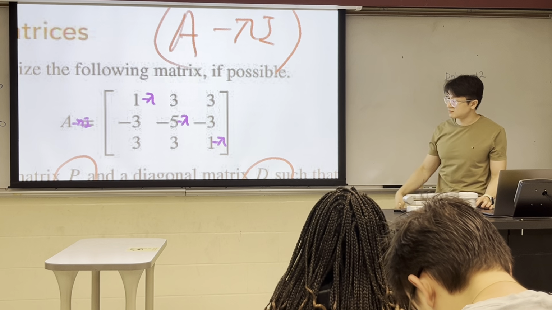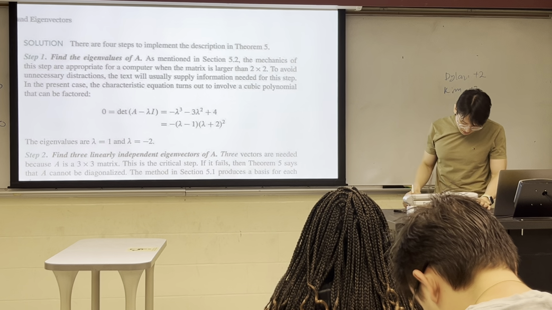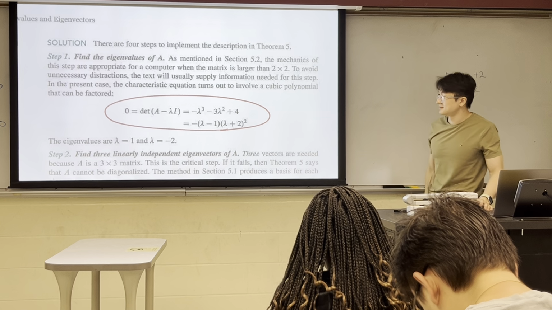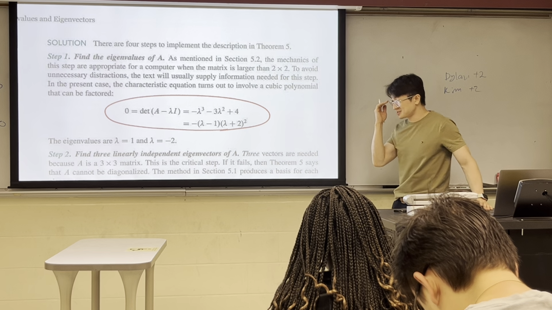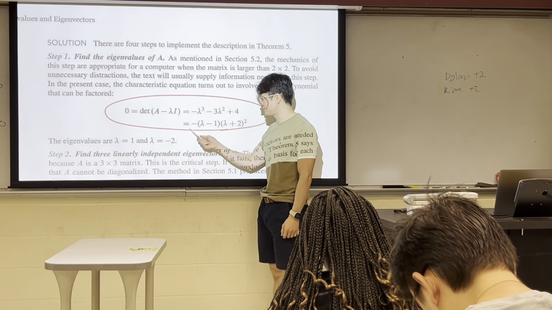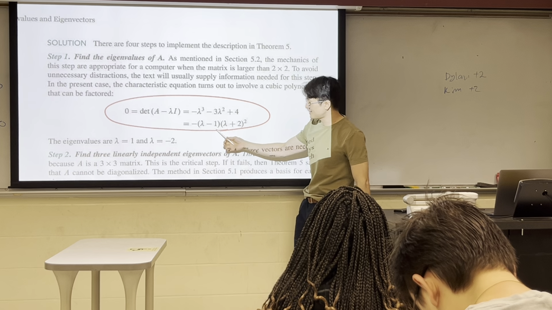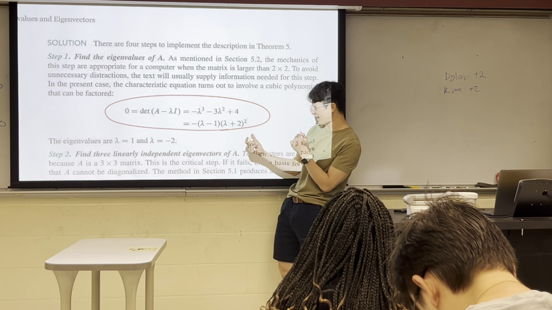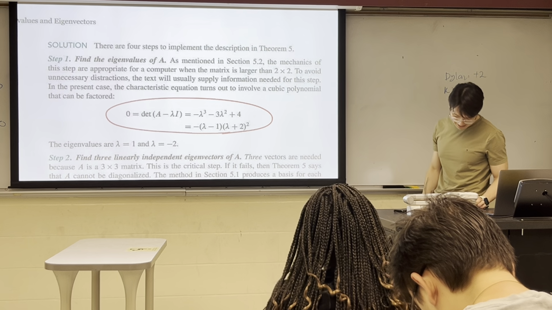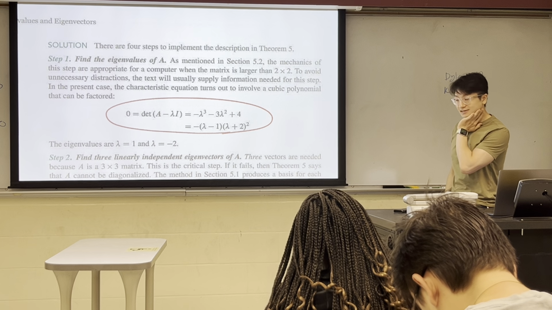You set it equal to 0, and it's quite a complicated process. I'll just give you the answer. Let's say you get this. If I ask you a 3 by 3 matrix on an exam, I'll give you the characteristic polynomial. So once you get this, you can find the eigenvalues, right? 1 and -2. Then can you find the eigenvectors based on these eigenvalues?